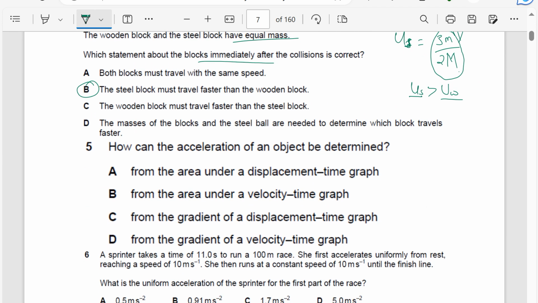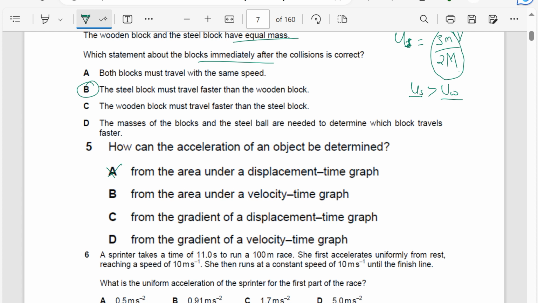How can the acceleration of an object be determined? Of course, acceleration is got from a velocity time graph, gradient. From the area under the displacement time graph, that is not acceleration. Area does not really make sense.